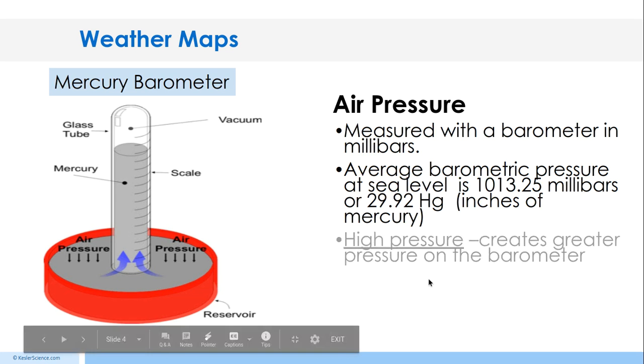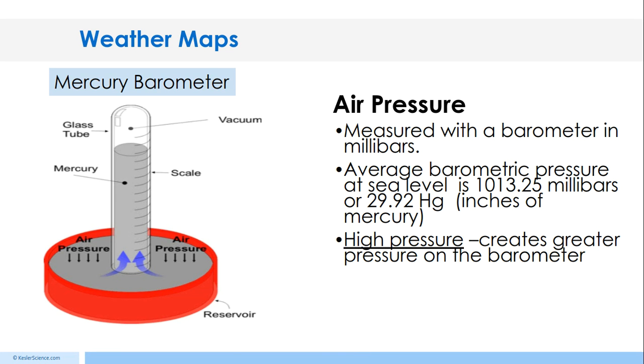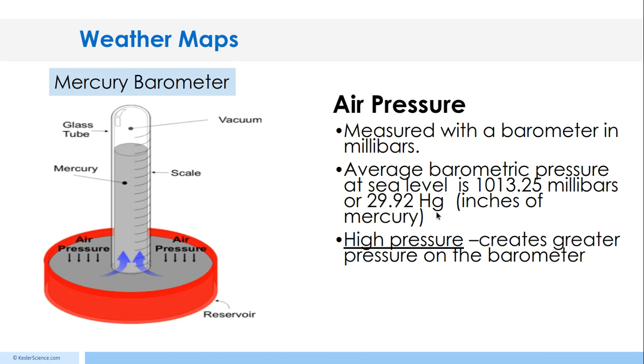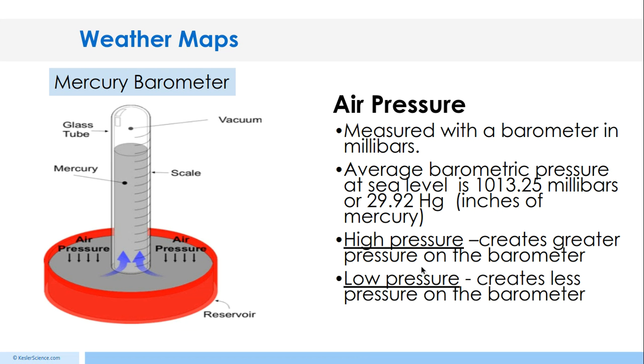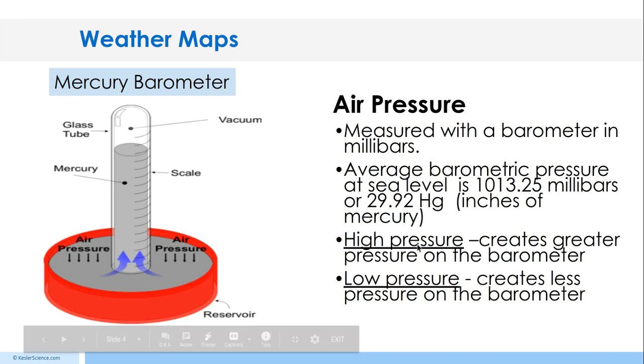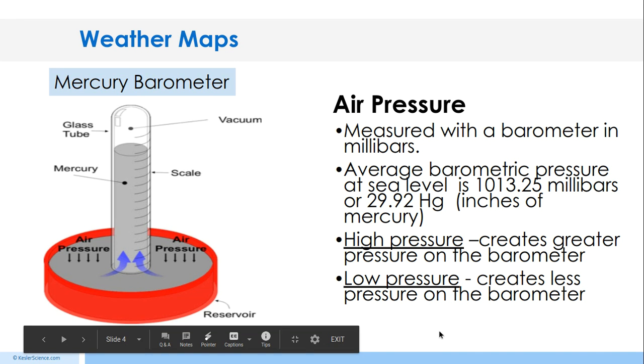That's how we get our reading of mercury. Okay. When we have a high pressure system, we're going to have greater pressure on the barometer. Our number is going to be higher. So 29.92 is the average pressure. If we have high pressure, it's going to be between 30 and 31 inches of mercury. If we have low pressure, there's less pressure on the barometer, and typically our readings are going to be less than 29.92. They're going to be below 29, down to 28.